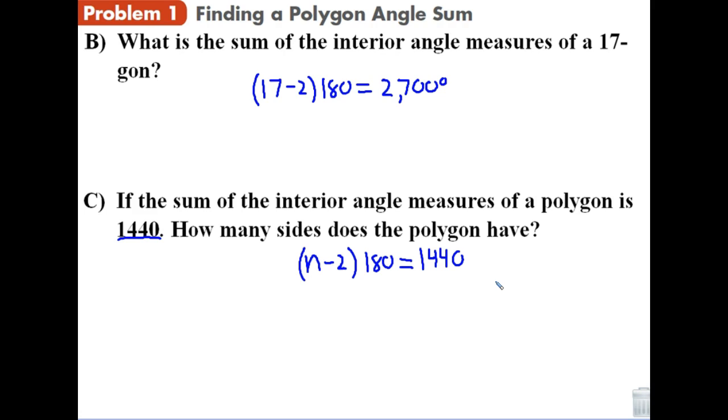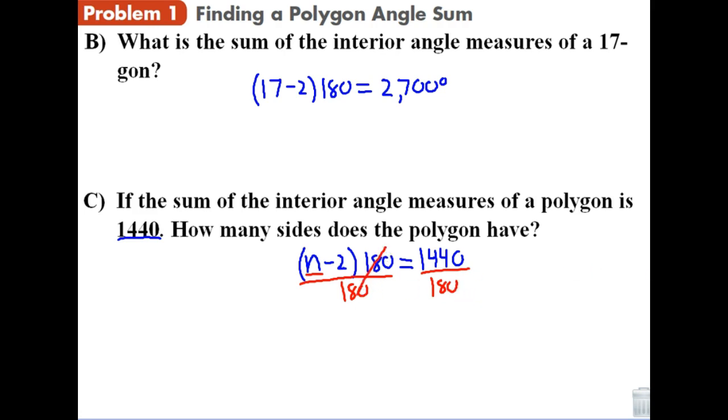What I have now is a simple equation that I can solve for n. And when I get that n by itself, that's going to give me my number of sides. Okay, to get n alone, first thing I do is divide both sides by 180. Okay, we can undo the multiplication by 180.